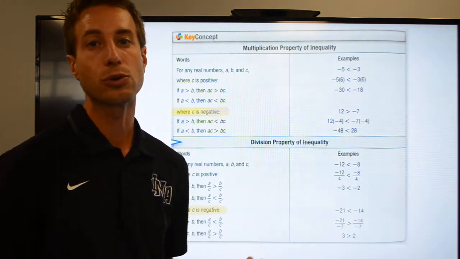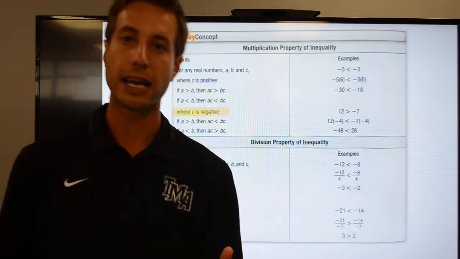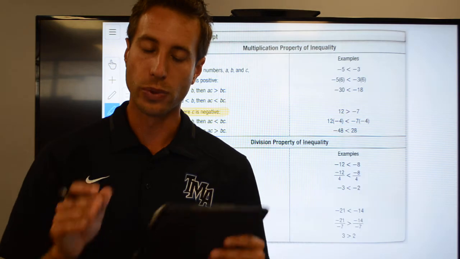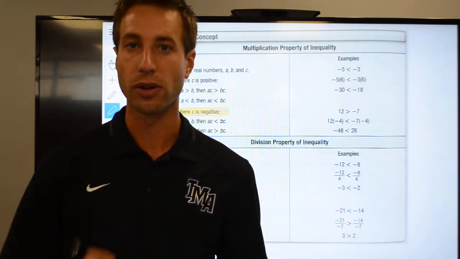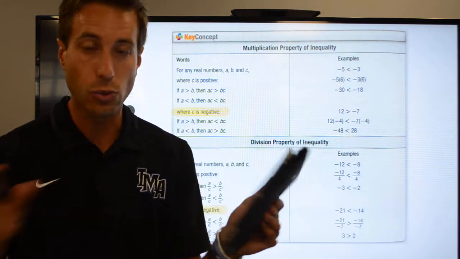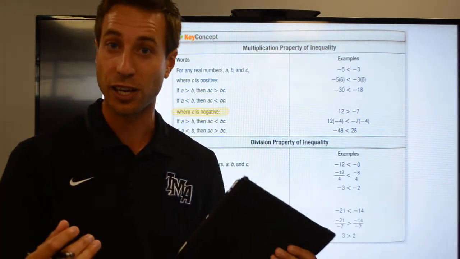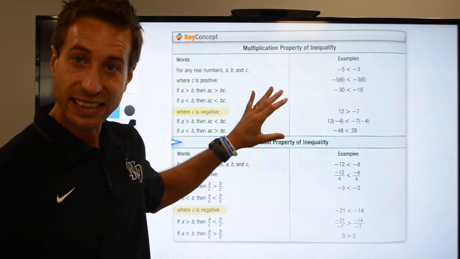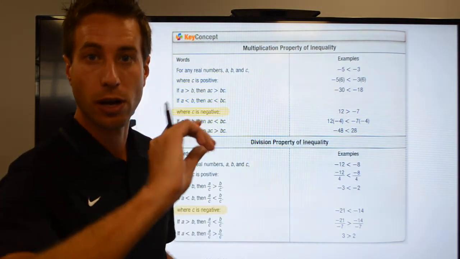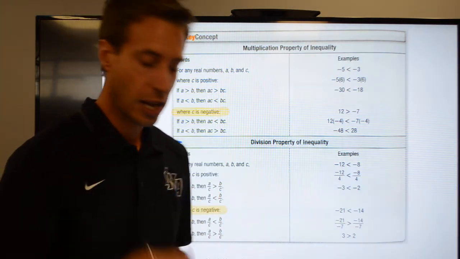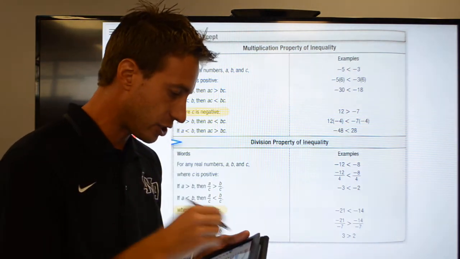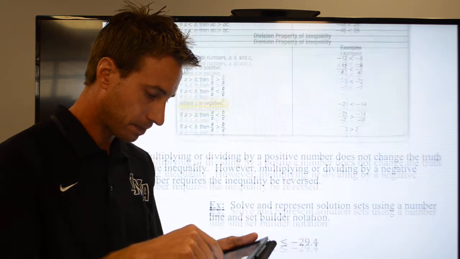This is the most common mistake kids will make on my quizzes or tests when solving inequalities. They'll do all of the arithmetic correctly, but they'll forget this step that's part of the algebra. You got to flip that inequality. So let's go ahead and take a look at one of these just to see what it looks like.